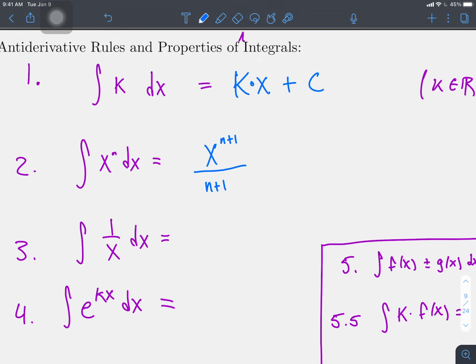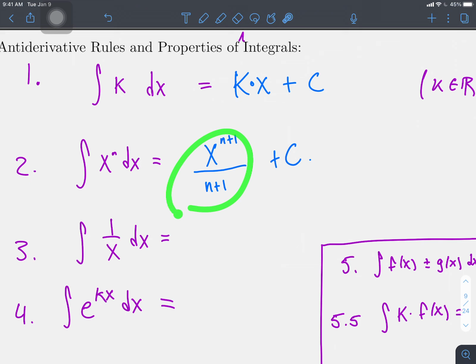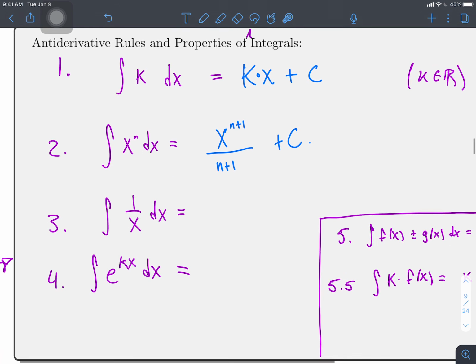And of course, I need to add c. So anytime I'm doing an indefinite integral, you should always have a plus c. Okay, because if I just write this part, then it looks like I'm saying that it's the unique antiderivative of this function. But we know that there's many antiderivatives of that function. So we want to talk about all of them. Okay, next one.